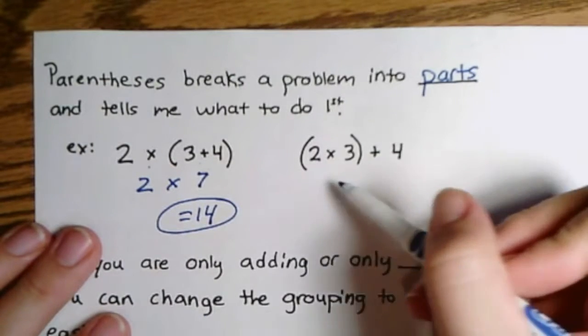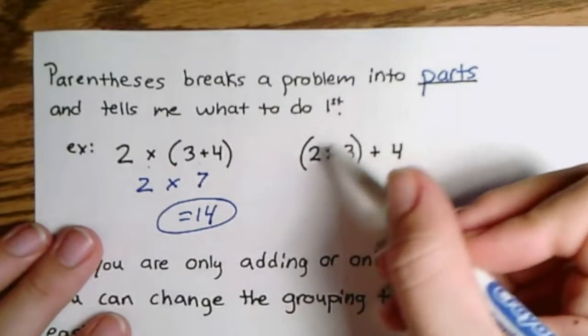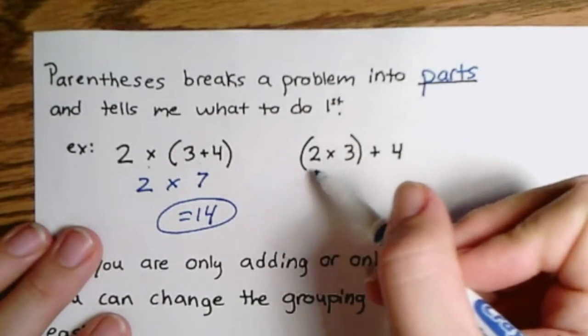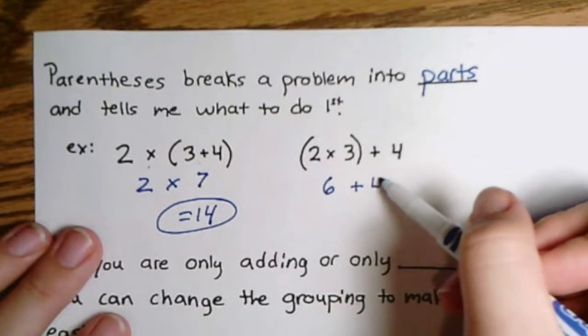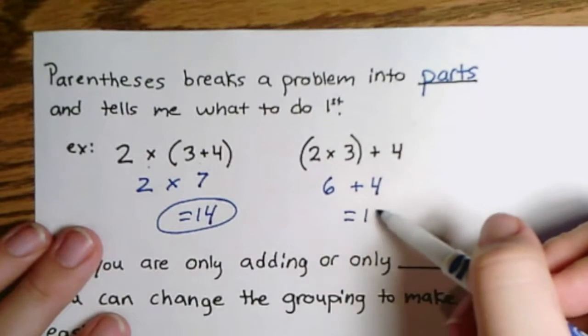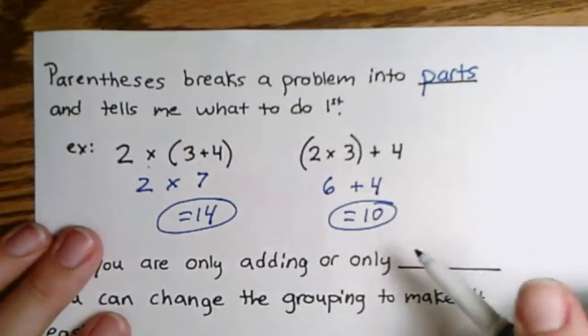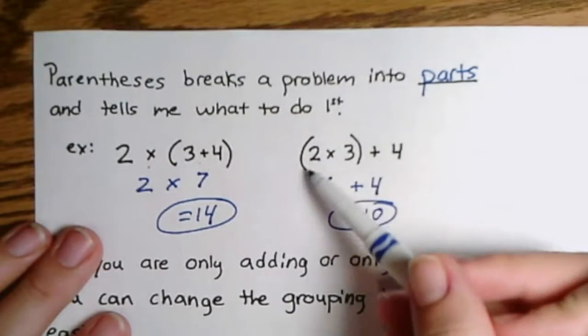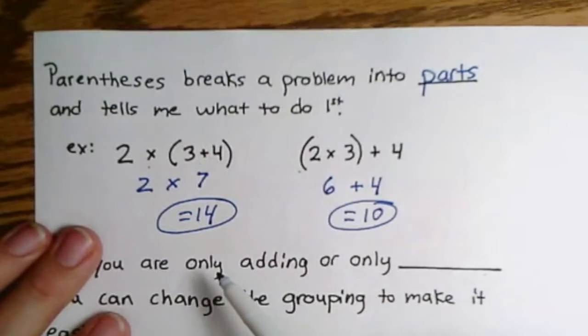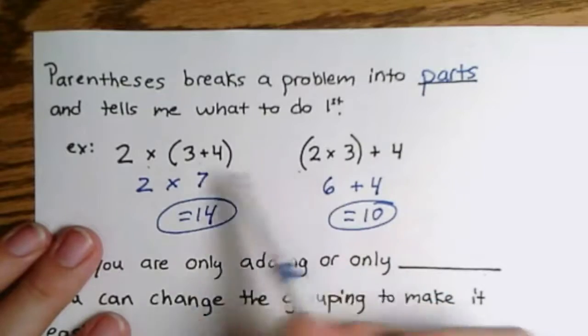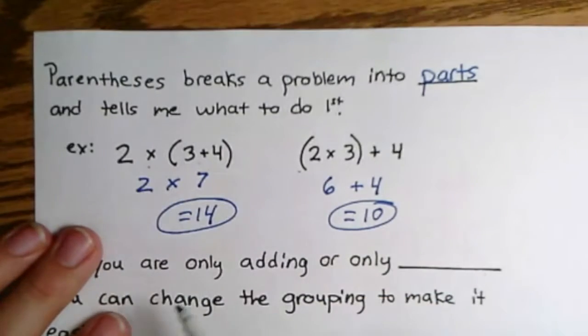On this side, it tells me to multiply first because it's in parentheses, so I'm going to do 2 times 3, which is 6, and then I'm going to add 4, and that gives me 10. You see, the parentheses really do matter, and they tell me that that's what the problem wants me to do first. If there was no parentheses, I would multiply before I add.